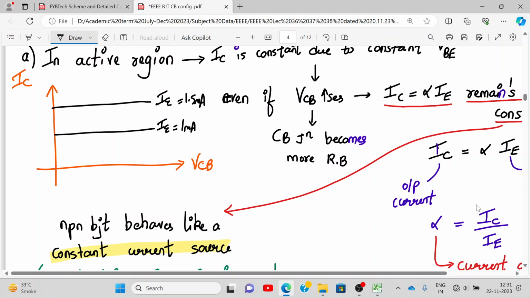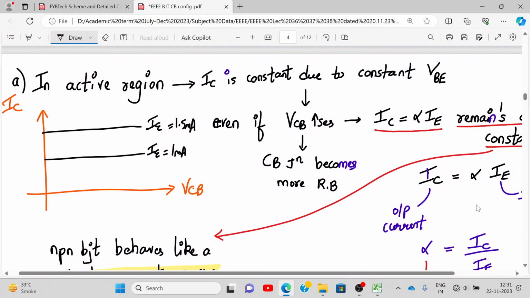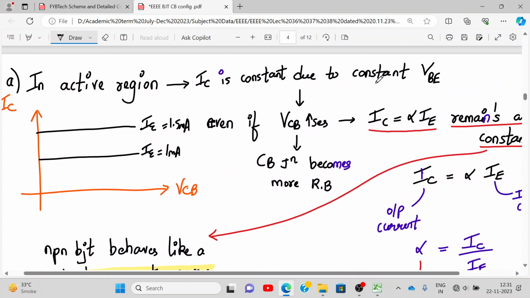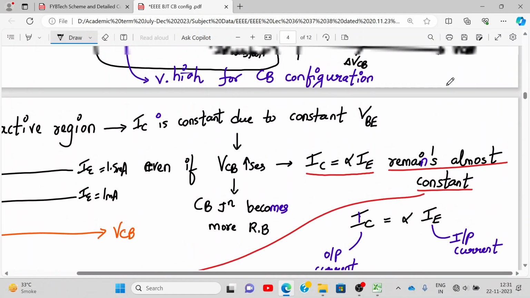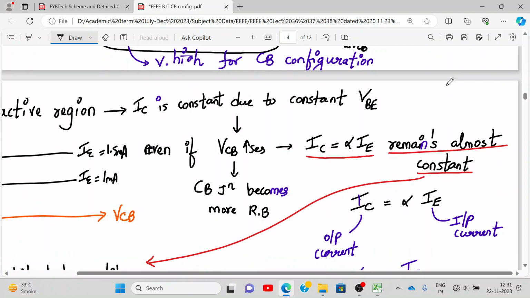Now we have to explain why it is constant. Okay? In active region, IC is constant due to constant VB. Now why is VB constant? Because even for a small change in current, your VB graph is like this, right? Almost exponential. The variation in VB is very small. That's why we treat this as a constant. So IC is constant due to constant VB.